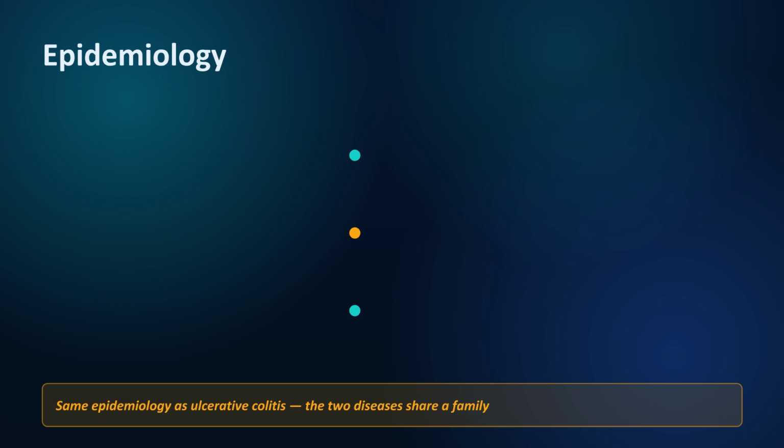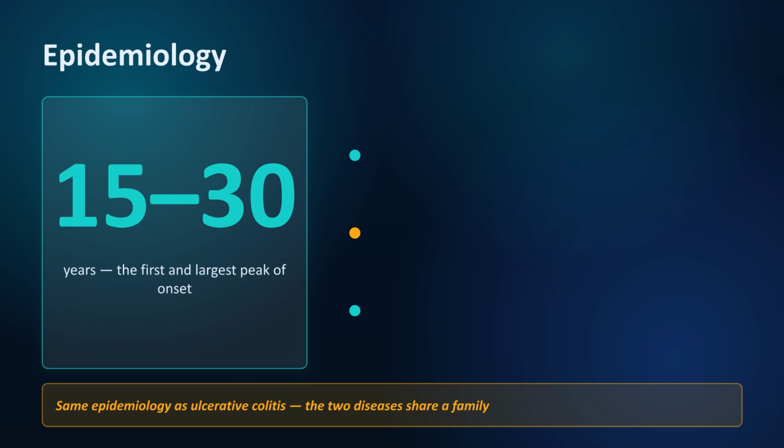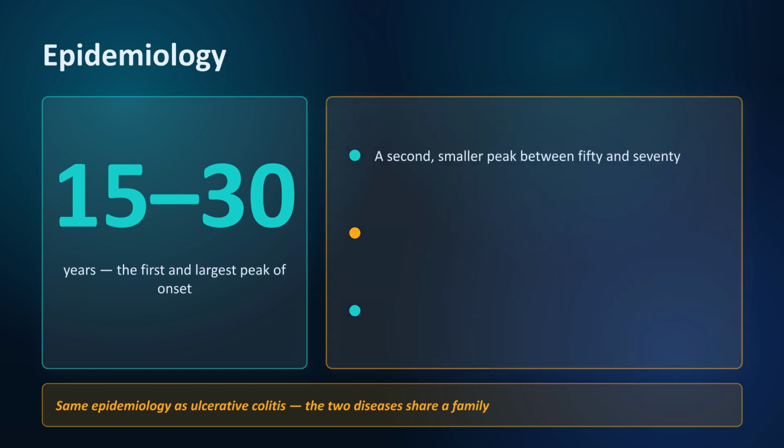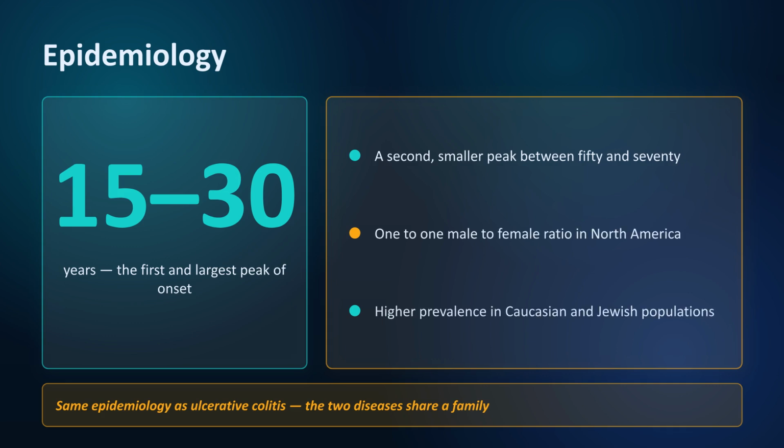The epidemiology is essentially the same as ulcerative colitis, because these two diseases share a family. The first and largest peak of onset is between 15 and 30 years, which is where our patient sits. There is a second smaller peak between 50 and 70. The male-to-female ratio is 1 in North America, and prevalence is higher in Caucasian and Jewish populations. Note what this means practically. Age and demographics will not tell you which of the two diseases you are looking at. Only the pattern of disease will. What does differ is behavior, and behavior is what the rest of this video is about.